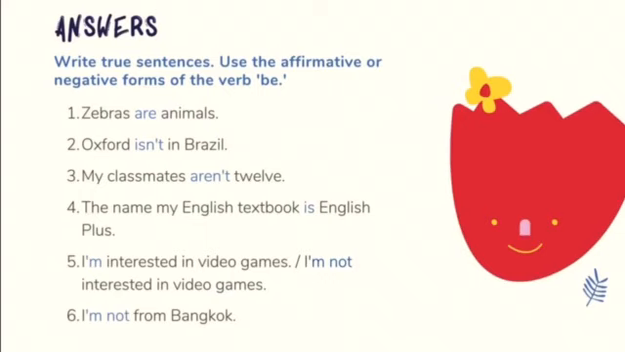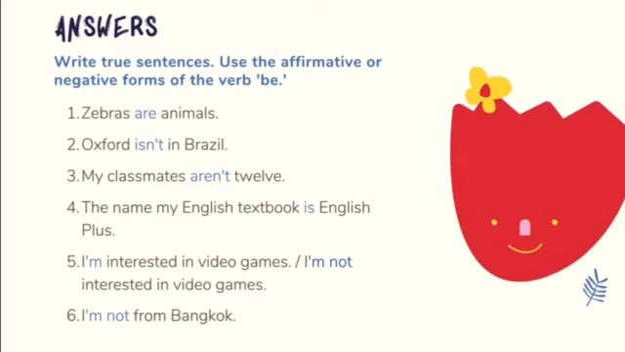Number 2. Oxford isn't in Brazil. Why isn't? First, Oxford is a city. And number 2, Oxford is not in Brazil. Oxford is in England. So you have to use the negative form, isn't. Number 3, my classmates aren't 12. Why is the answer aren't? This is because your classmates are 11, not 12. So you have to use the negative form.